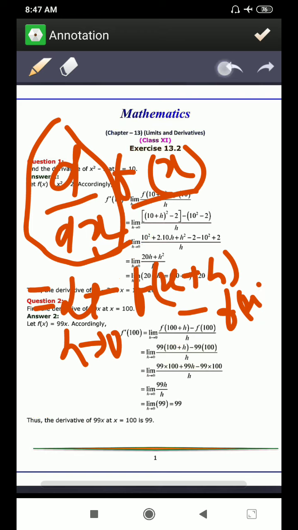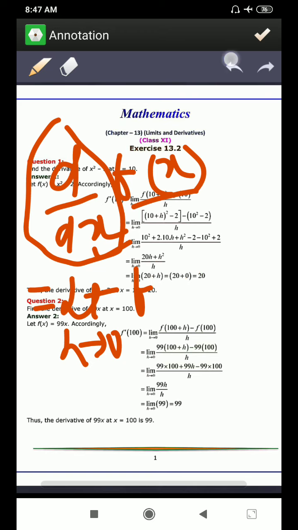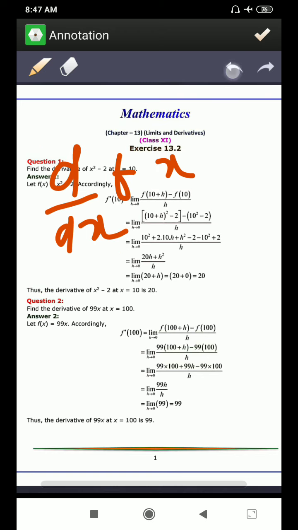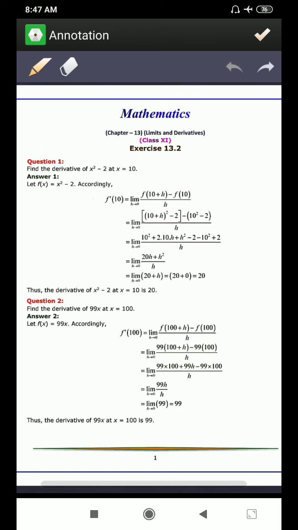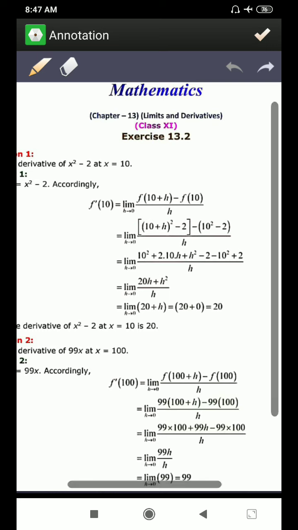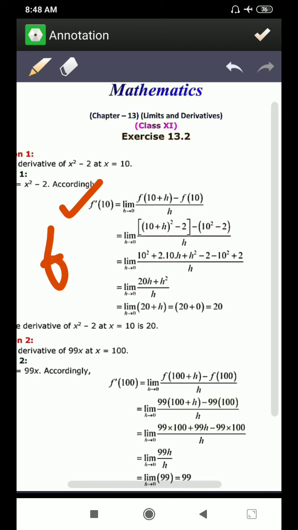In the exam, a question will be asked and it will be mentioned whether you have to differentiate directly or using the first derivative method. Like question number 1, it is given: find the derivative of x square minus 2 at x equal to 10. Derivative means we'll write it as f dash 10. Suppose we are calculating the derivative in general, that is written as f dash x.